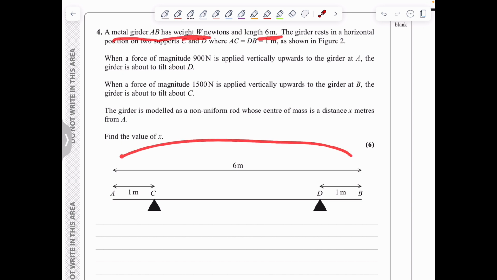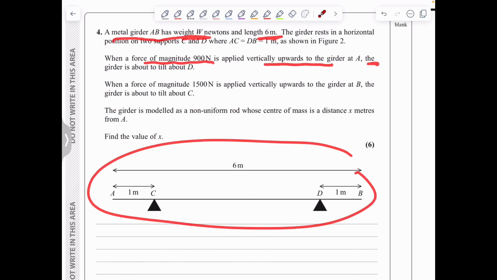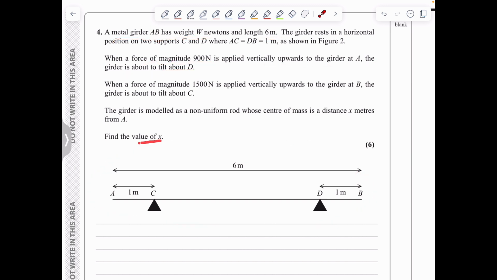meters. This is a situation where a force of magnitude 900 newtons is applied vertically upwards at A, then the girder is about to tilt about D. We need to determine the value of X, and we are modeling this as a non-uniform rod with a center of mass that is found at a distance of X meters from A.